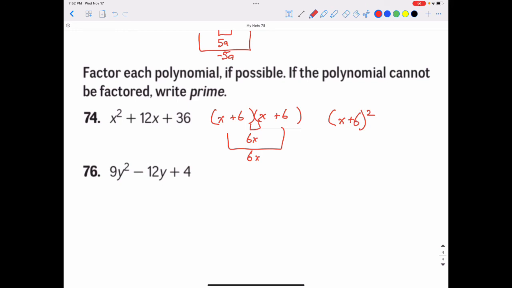And then 76, 9y squared minus 12y plus 4. Can we do a distributive property? We cannot. So we factor 9y squared. One way to factor that is 3y and 3y. Factors of positive 4 that will help us add up to negative 12. Well, since it multiplies to be positive 4 but adds to be a negative 12, they both must be negative. We can use negative 2 and negative 2. That gives me negative 6y and another negative 6y, which is negative 12y. So another way of writing that would be 3y minus 2 squared.